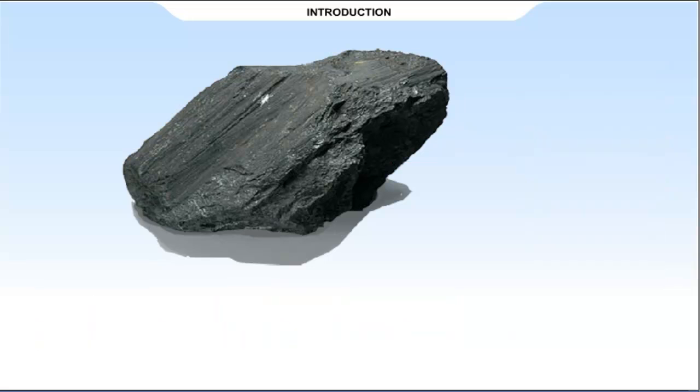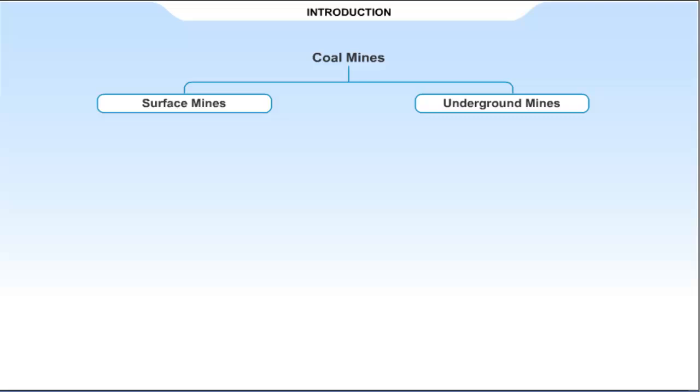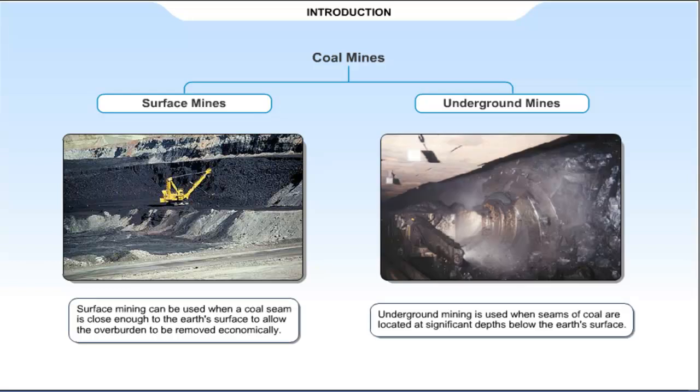Coal is extracted from the coal mines, which are of two types. They are surface mines and underground mines. Surface mining can be used when a coal seam is close enough to the earth's surface to allow the overburden to be removed economically. Underground mining is used when seams of coal are located at significant depths below the earth's surface.